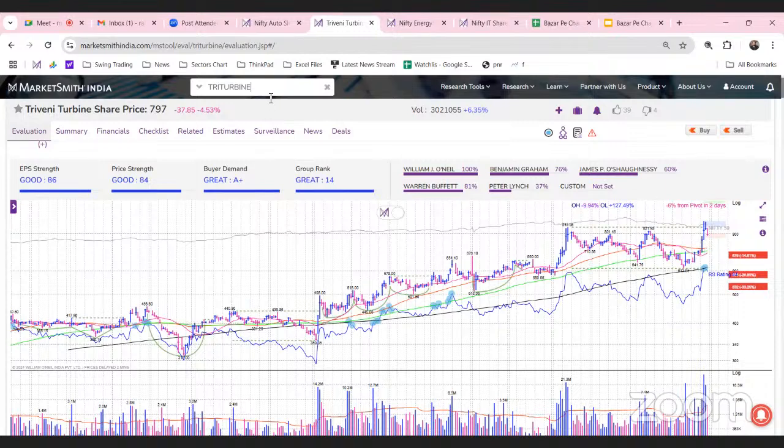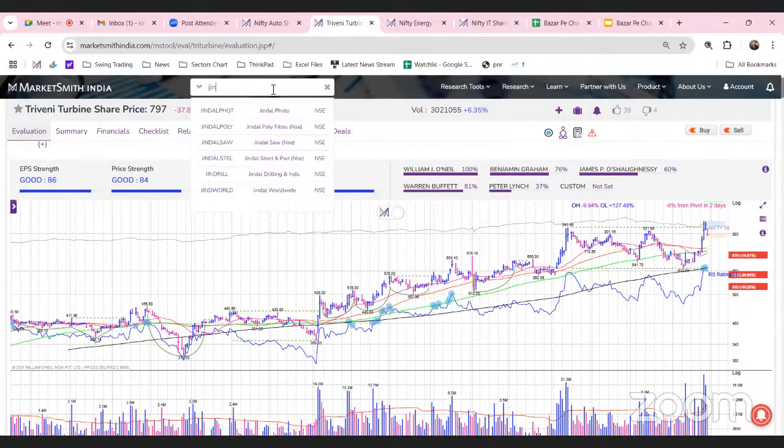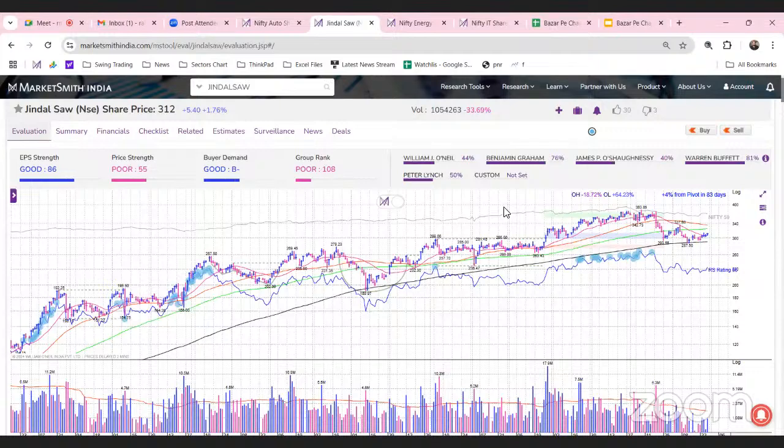Jindal Saw. So Jindal Saw is trending below 100 DMA, or I can say trending in between 100 DMA and 200 DMA. And in the last month, the way it has fallen, there is some negativity persisting in this particular stock. Strong support is placed around 200 DMA, that is the 285 kind of zone.